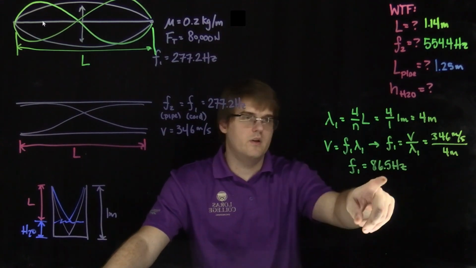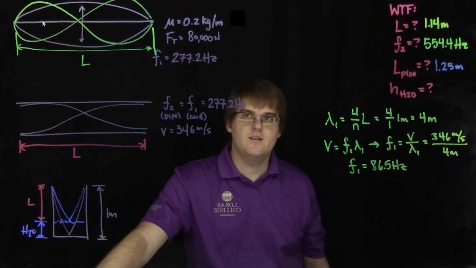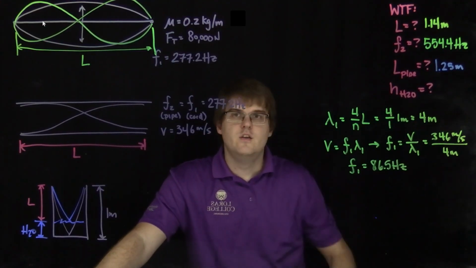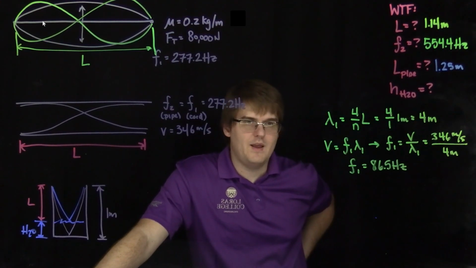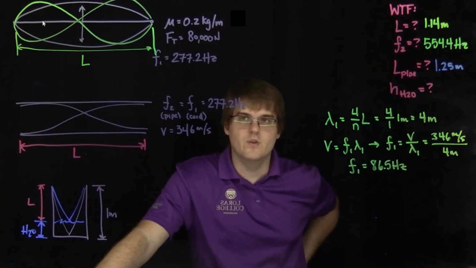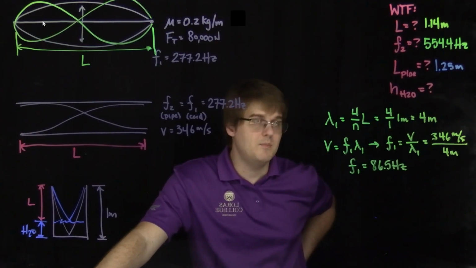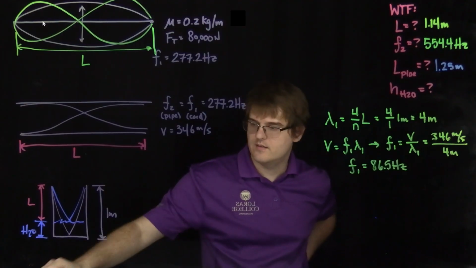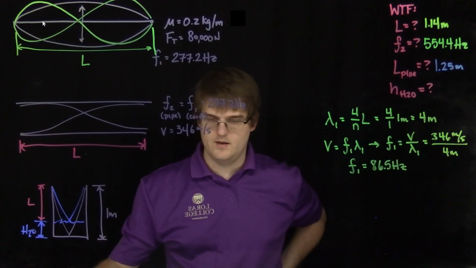So this number is not this number. That's easy enough to see. And if we divide 277.2 divided by 86.5, we're not going to get a whole number. We're not going to have it already being harmonic. We need to add some amount of water.